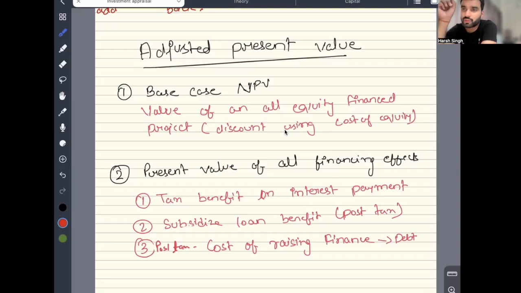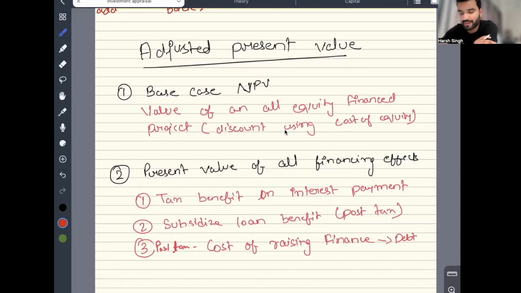So in these questions, sometimes you have to solve using beta equity only. Sorry, beta asset only, the very first step. In the very first step, you have to just solve for the beta asset, nothing else. That will be your base case NPV. Second, you have to consider the present value. Remember, you have to consider present value of all financing effects.